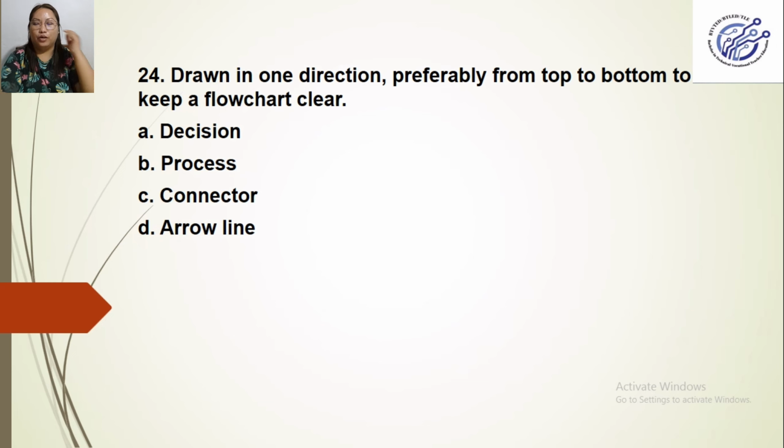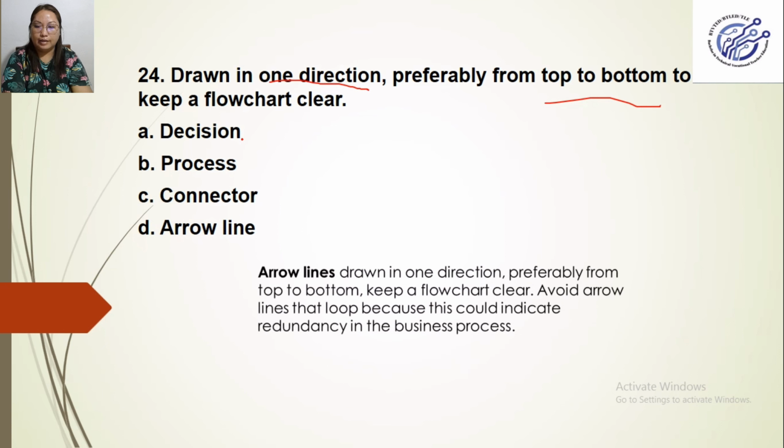So, 24 again. Drawn in one direction, preferably from top to bottom to keep a flow chart clear. So, ano daw po yung nagpapakita ng direction sa ating flow charts? Our answer is letter D, the arrow lines.